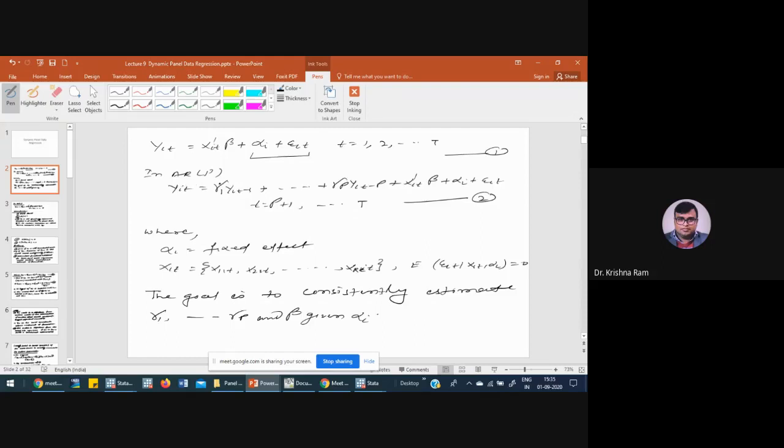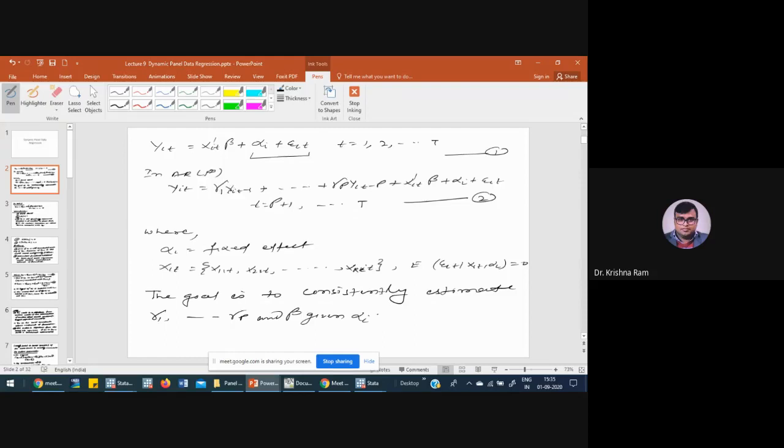we write a dynamic regression equation like this, where this is the autoregressive model of pth order. So y_it is, as usual, the dependent variable, i is the cross-sectional unit, t is the time period, and gamma 1 is the coefficient associated with y_i,t minus 1.